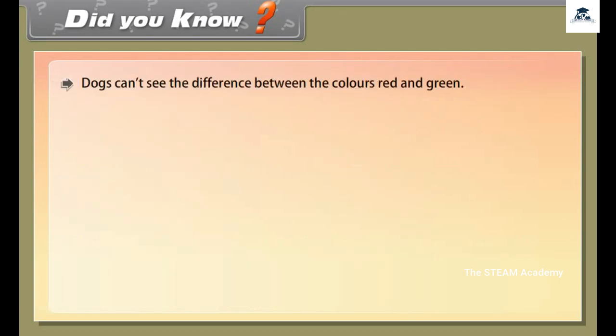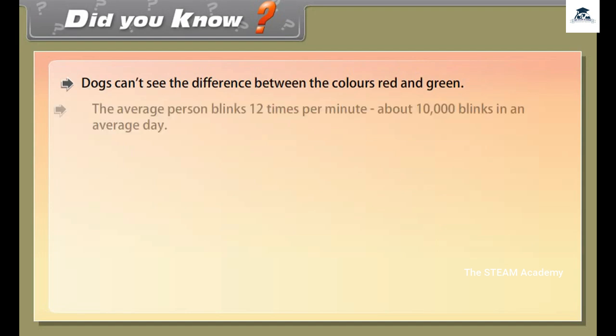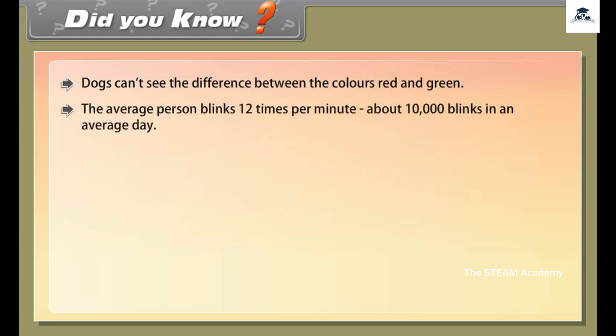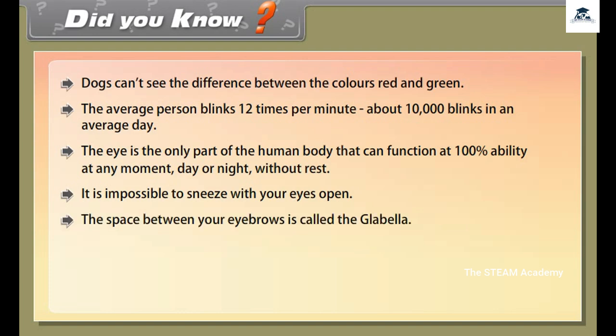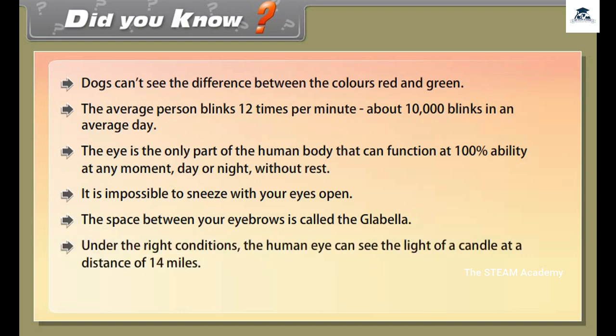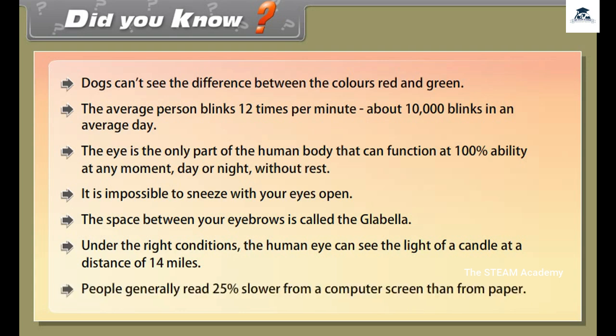Dogs can't see the difference between the colors red and green. The average person blinks 12 times per minute, about 10,000 blinks in an average day. The eye is the only part of the human body that can function at 100% ability at any moment, day or night, without rest. It is impossible to sneeze with your eyes open. The space between your eyebrows is called the glabella. Under the right conditions, the human eye can see the light of a candle at a distance of 14 miles. People generally read 25% slower from a computer screen than from paper.